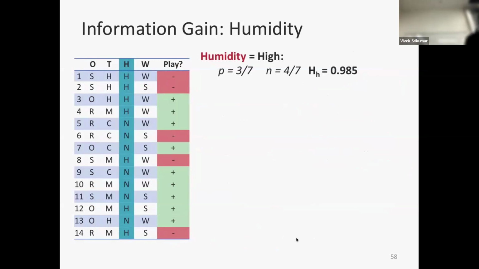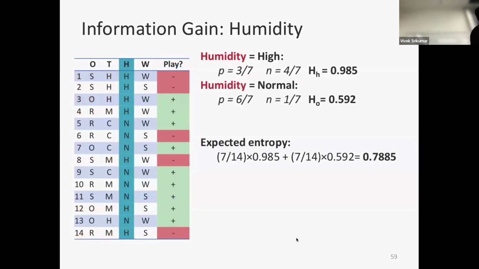So when the humidity is high, the rows that are relevant are 1, 2, 3, 4, 8, 12, and 14. There are 7 rows, and among those 7 rows, you have 4 minuses and I think 3 pluses. So the entropy is the entropy of 3/7 and 4/7, which it turns out is 0.98.